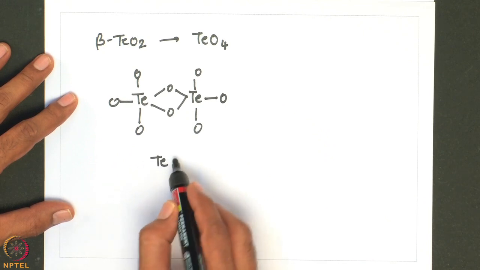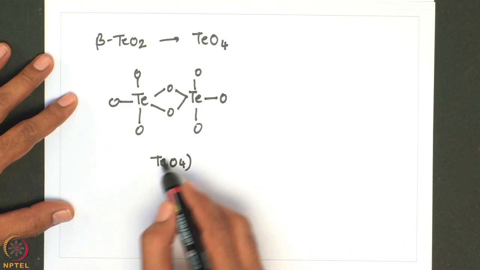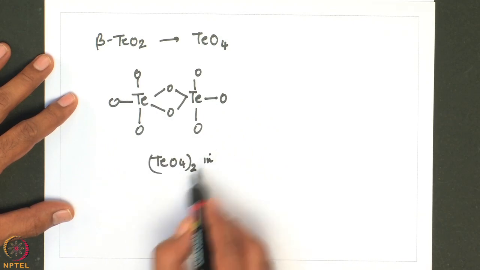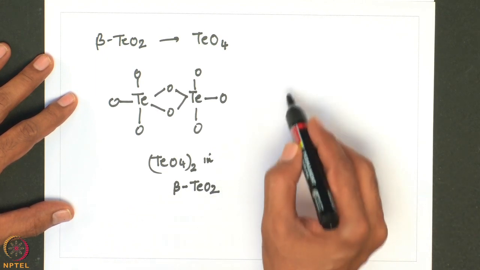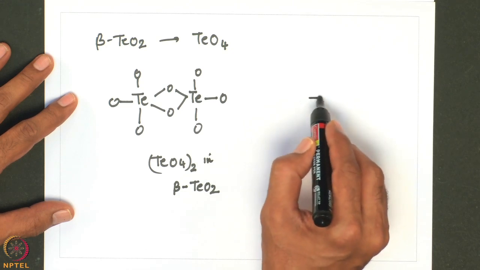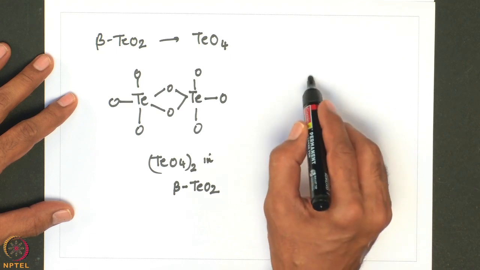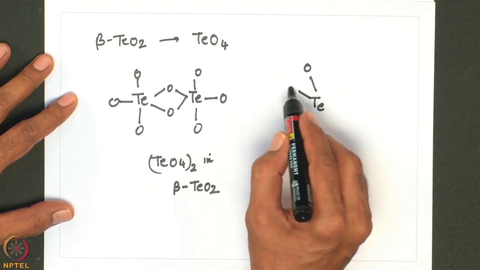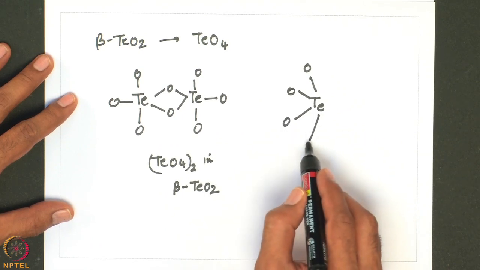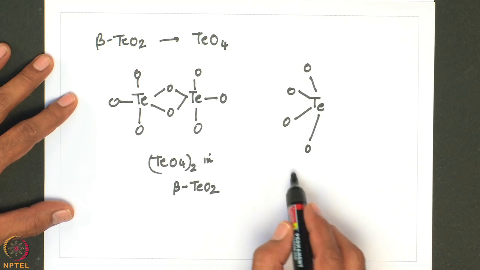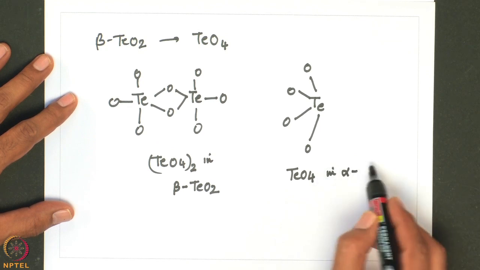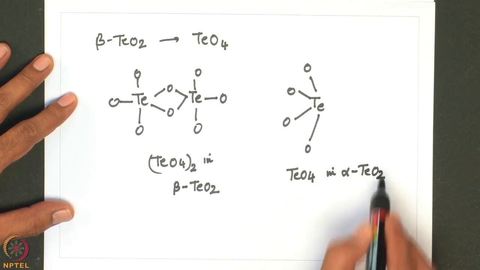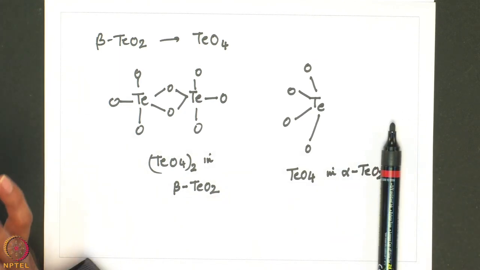Okay, so this is TeO4 twice in beta tellurite. Okay, so in the case of alpha tellurite, the structure is slightly different. This is in alpha tellurite TeO2. Okay. So, polonium dioxide exists as a yellow form with the fluorite structure and a red tetragonal form.